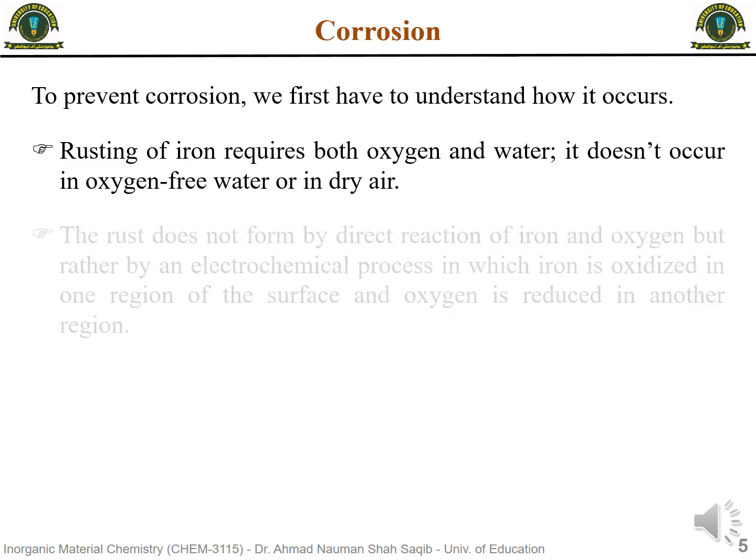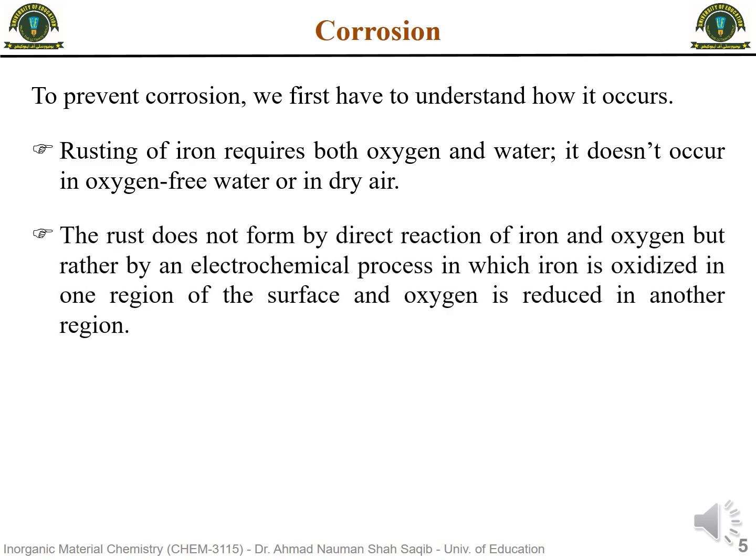Another point is that the formation of rust or the corrosion is not the direct reaction of iron or a metal surface and oxygen, but instead it is an electrochemical process. It is a redox process in which oxidation of metal occurs, and also there is a reduction of the oxygen which forms the metal oxides on the surface, but they are not directly reacting, the oxygen and the metal.